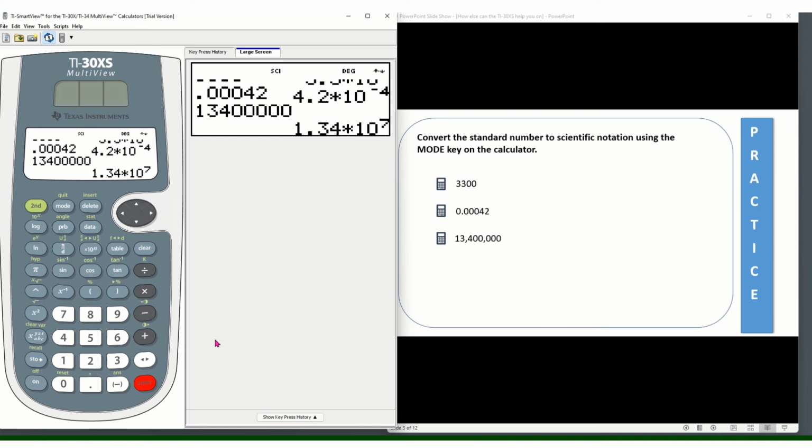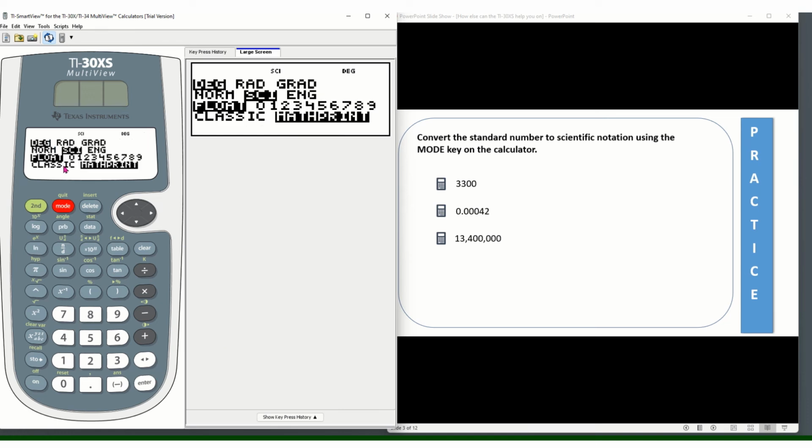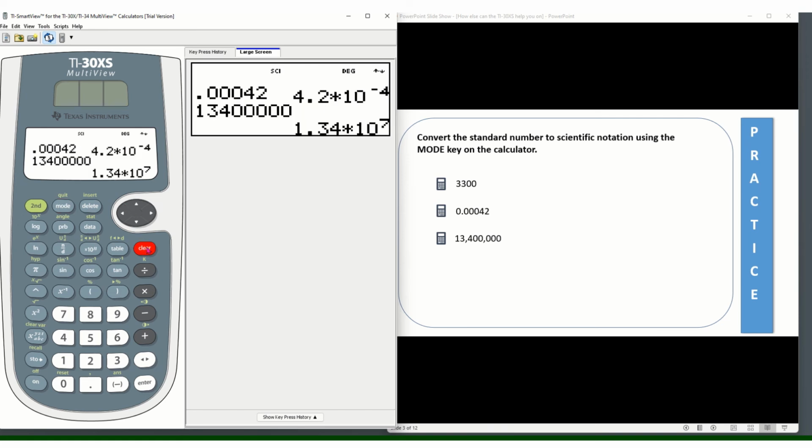Once again, this isn't on the reference sheet. So if you want to use this tip on the actual exam, it's something that you're going to have to practice and memorize that this is the setting that you would do. Once again, it's with the mode key, and you want to make sure that the SCI is selected. Once that's selected and you go back to your main screen, you'll be able to type in a standard number, hit enter, and then get an answer in scientific notation.